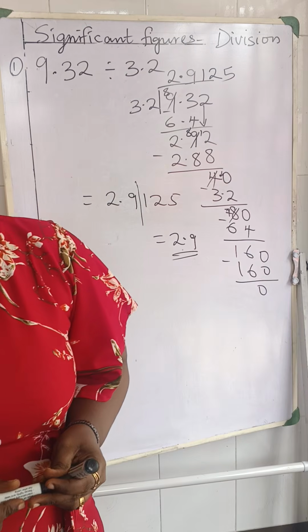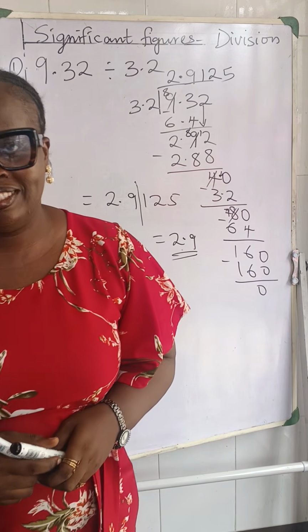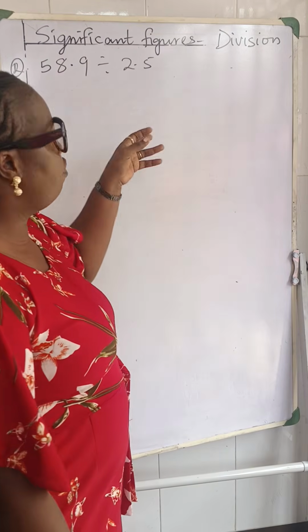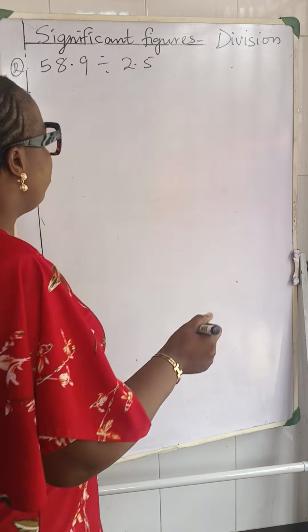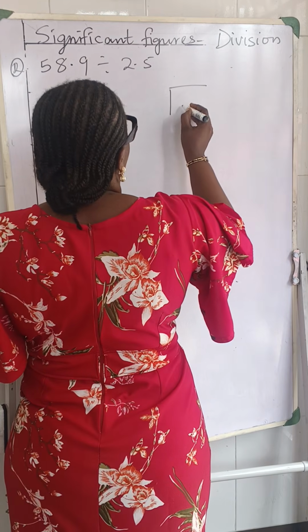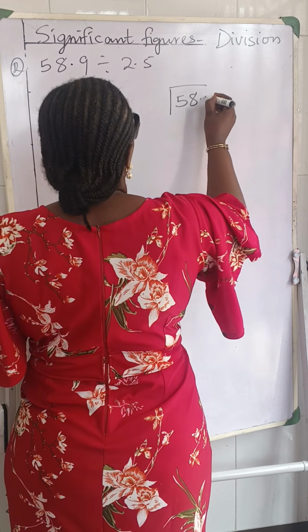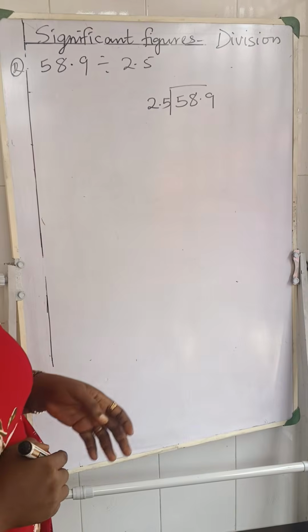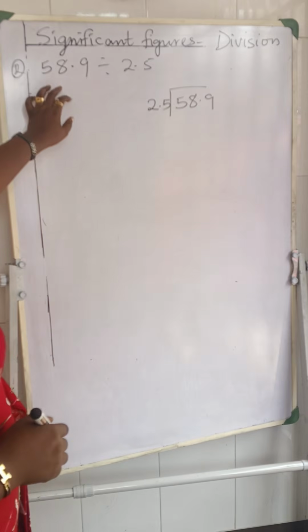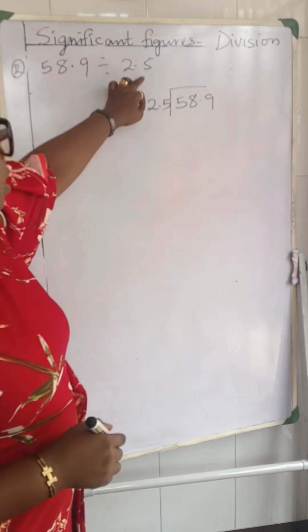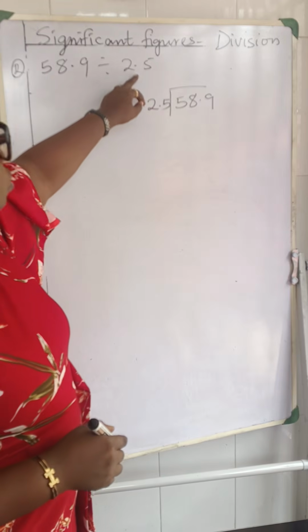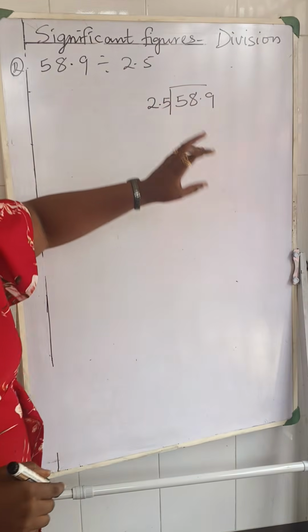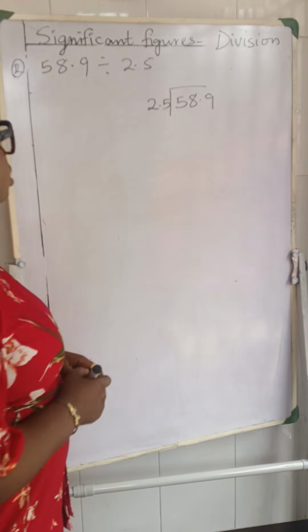Is this one tough? Let's do number 2 for better clarification. We have 58.9 divided by 2.5. The same method, right? Dividend inside, divisor outside. 2.5 going into 58. Before we solve, you should know that here has three significant figures, while here has two. And our final answer should have the least significant figures, which is 2. So when we are done solving, we round it off to two significant figures.